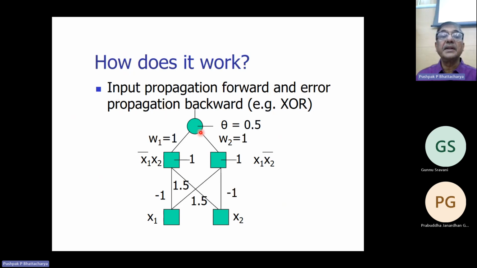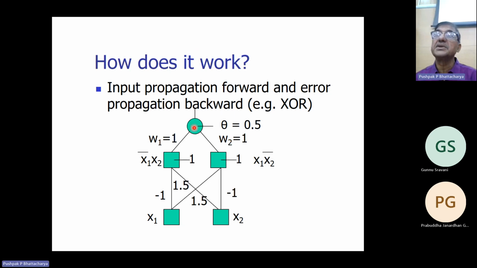The input propagation is forward and the error propagation happens backward. So we have trained a network and we have got these weight values: -1, 1.5, 1.5, -1, and so on. When I give the input 0, 0 here, with the weight values initialized this way, these neurons will compute the dot product of W and X and then pass it through a sigmoid function. The sigmoid function will produce a value between 0 and 1.